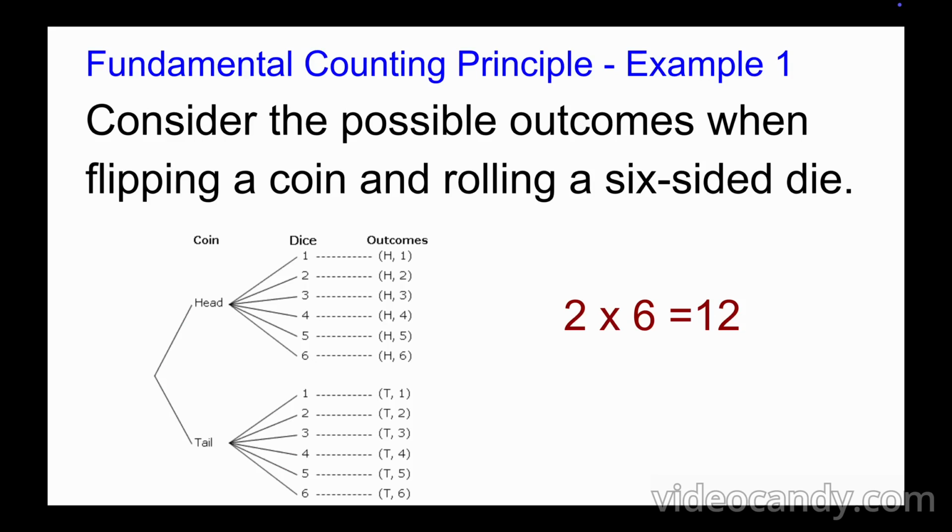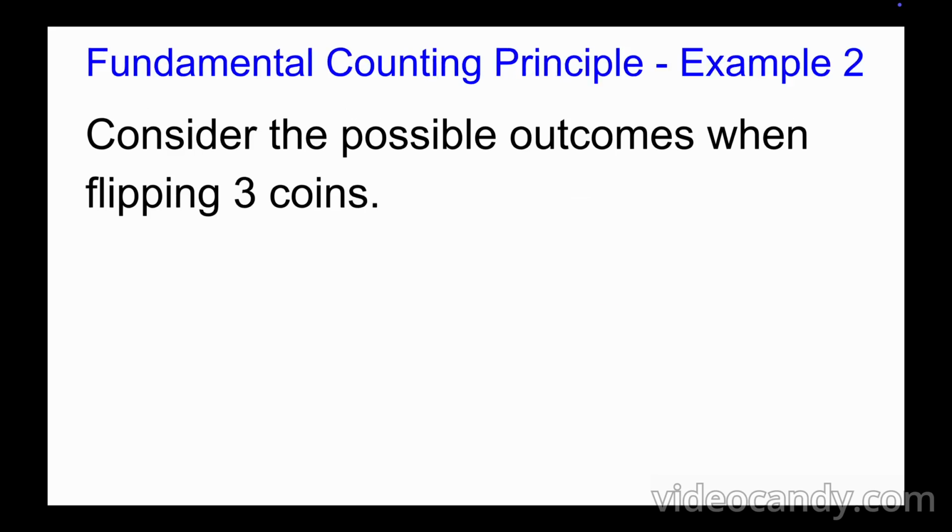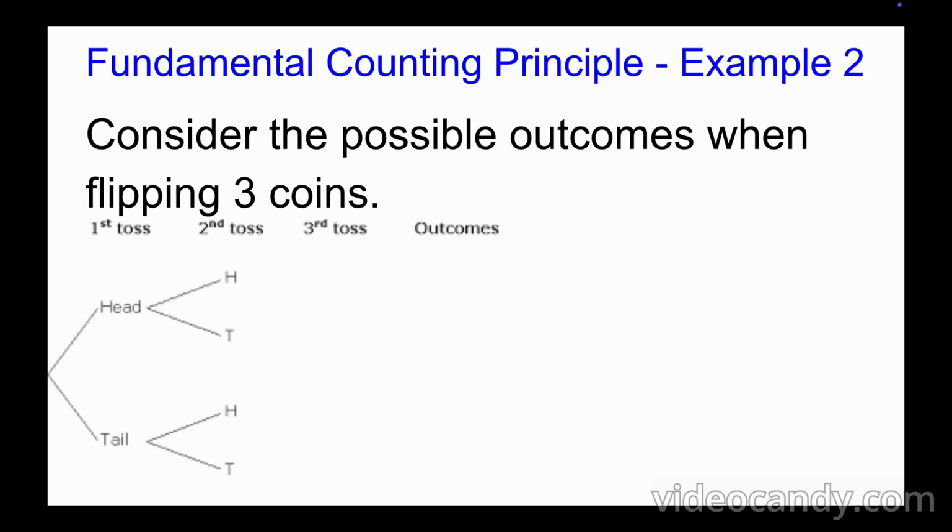Let's move on to another example. Consider the possible outcomes when flipping 3 coins. Your first toss, the coin could come up heads or tails. Same thing with the second toss, could come up heads or tails. And same thing with the third toss, it could come up heads or tails.